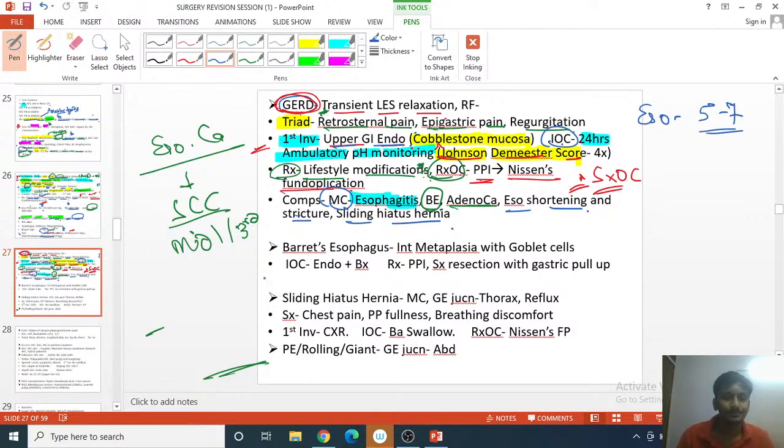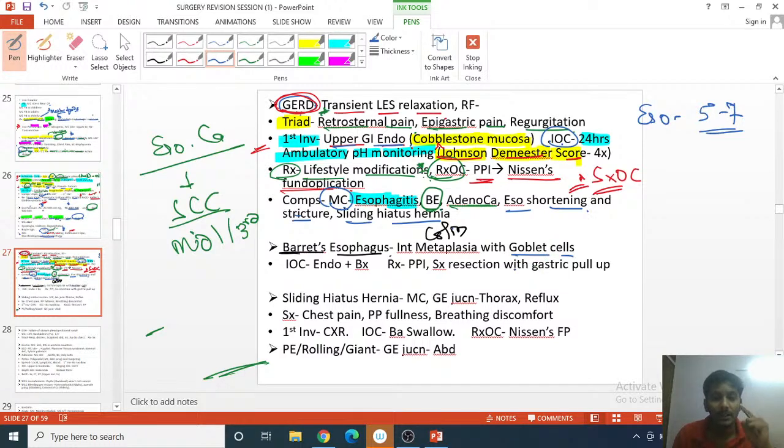We'll discuss that further. Then Barrett's esophagus we have already discussed. What happens in Barrett's esophagus? There is intestinal metaplasia. Intestinal or columnar? Columnar metaplasia. Please remember, it is characteristic because of the presence of goblet cells. Why is it called intestinal metaplasia? Because there is presence of goblet cells, which are characteristically found only in the small intestine. Please remember.